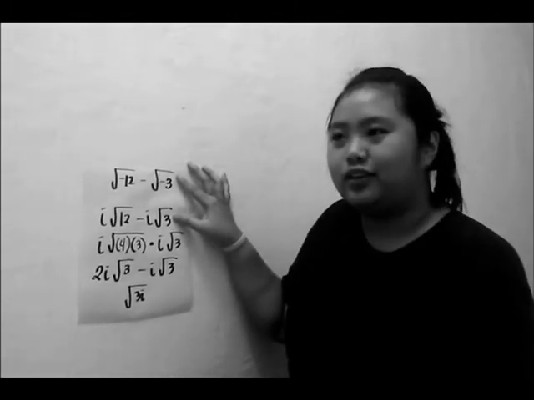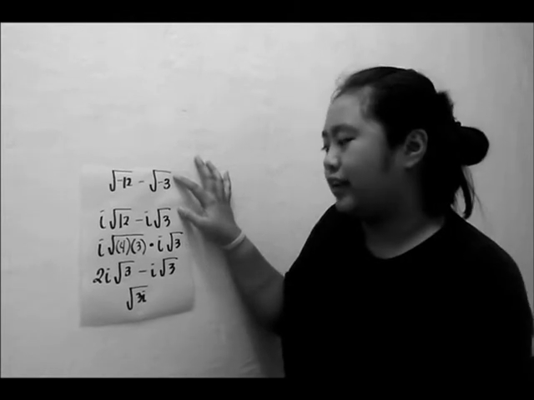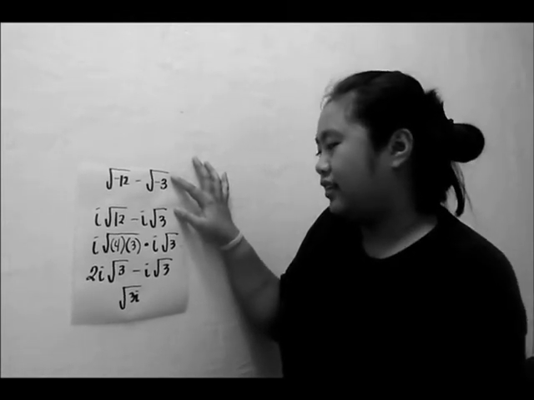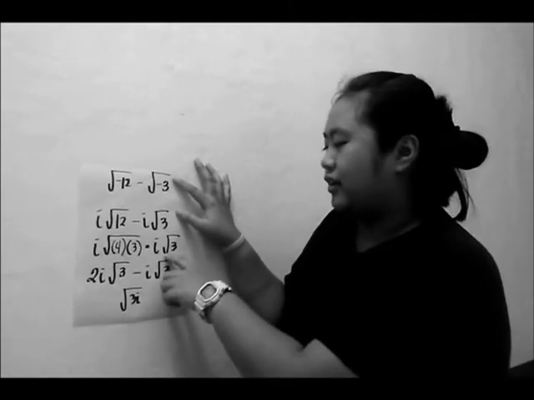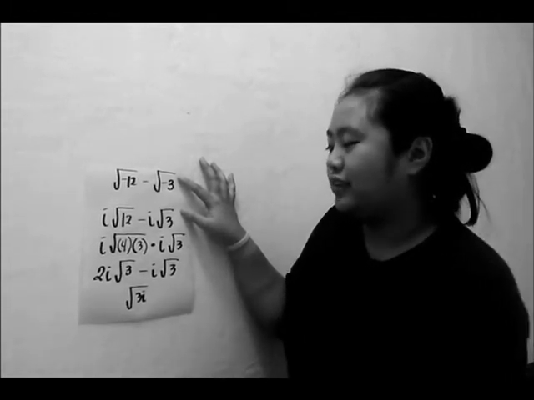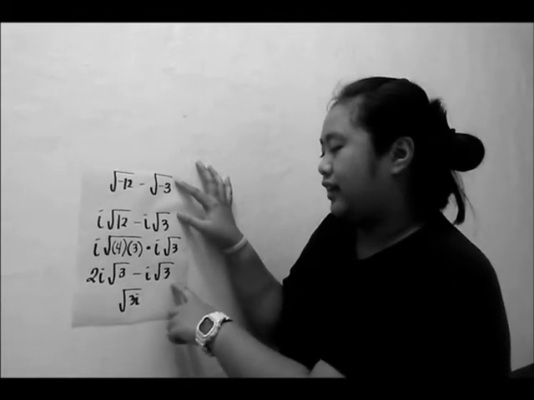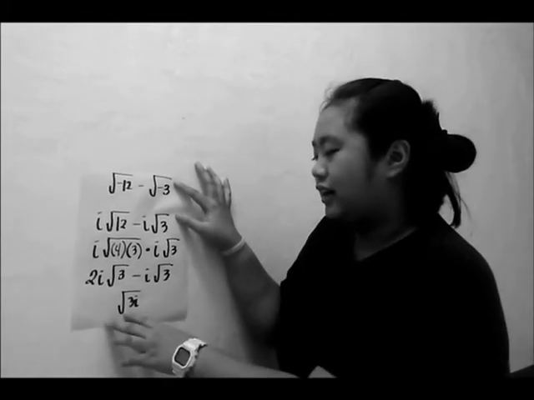Think of the square root of 12: i square root of 4 times 3, which is 2i square root of 3. Then 2i square root of 3 minus i square root of 3 is equal to square root of 3 i.